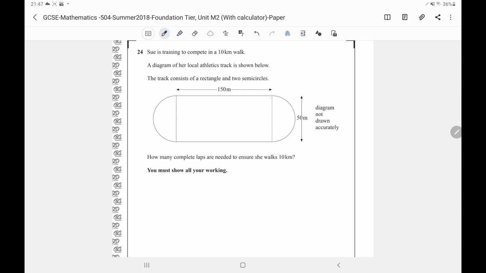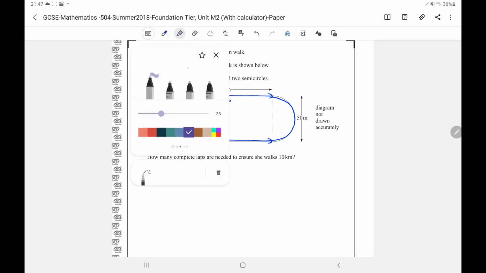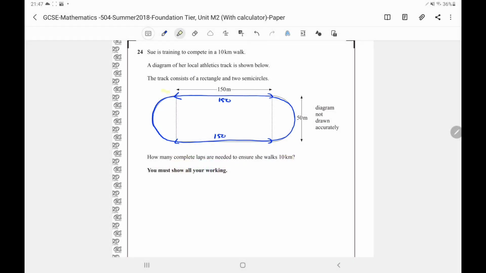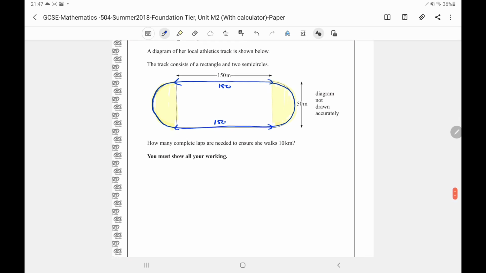So essentially what I'm looking for here is how long is a lap? Certain parts of it are dead easy. So this part is obviously 150 and this part is 150. But what about these parts around the edge? How long are they? So if I was to colour in this semicircle and this semicircle and then pull them together, what I will get is a circle. So those 2 yellow parts come together to make 1 yellow part.